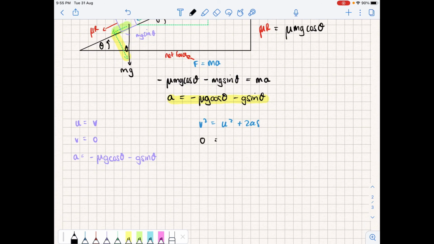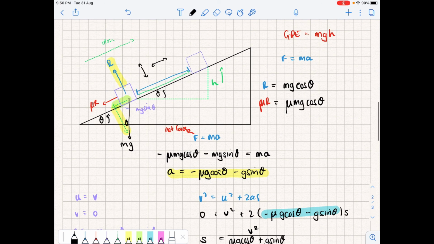Right, v squared is 0. u squared is v squared, 2 times the acceleration, so this is that negative mu g cos theta minus g sine theta, times the displacement. We'd like to solve for displacement here. These are both negative terms. We can multiply through by 2 if we wanted to, they're both going to be negative. But the easiest thing to do is just to move all of that over to the other side, and then we'll divide through to solve for displacement. These are going to become positive, obviously, because we've moved them over. So now we have our displacement.